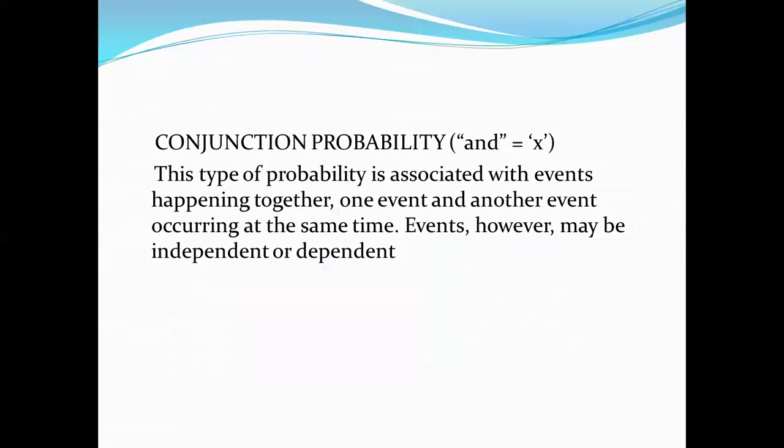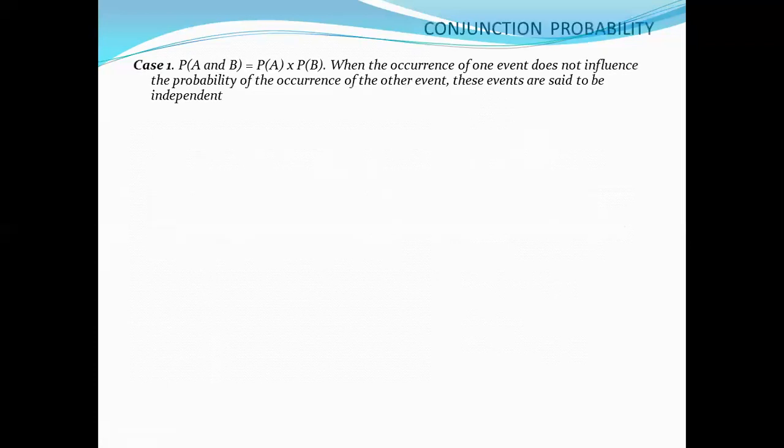Okay, let's continue. One of the theorems in probability is the conjunction probability. So this type of probability is associated with events happening together, one event and another event occurring at the same time. Events, however, may be independent or dependent. So how are we going to know that the probability is under this particular theorem, under conjunction? So usually, may encounter natin yung conjunction na AND. And this AND corresponds to the operation of multiplication.